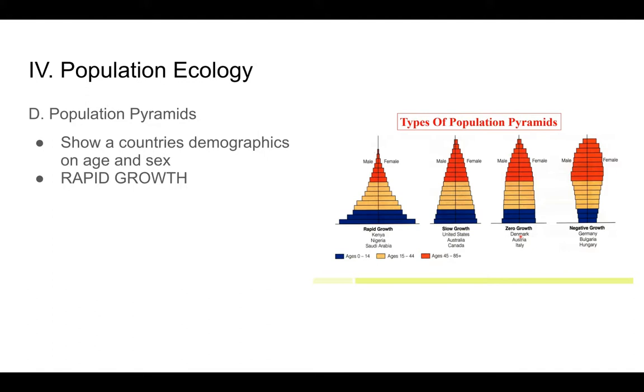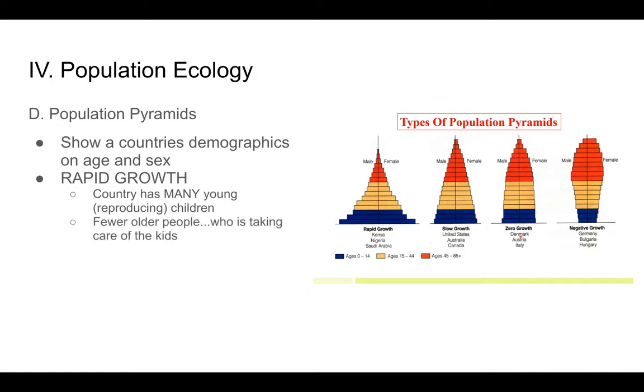So there are 4 different models here that can be represented. The first model is a rapid growth model. So you see that right here under the diagram. Rapid growth countries, they are experiencing, just as it sounds, rapid population growth. The country typically will have many young children that are of reproductive age, but very few older people.